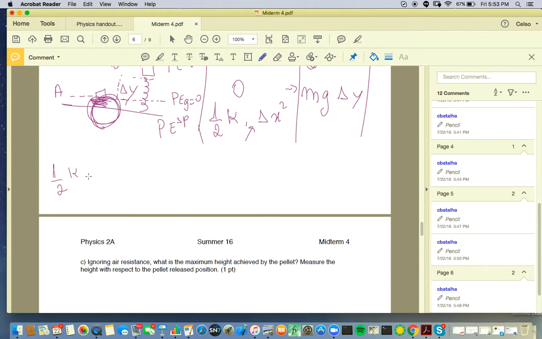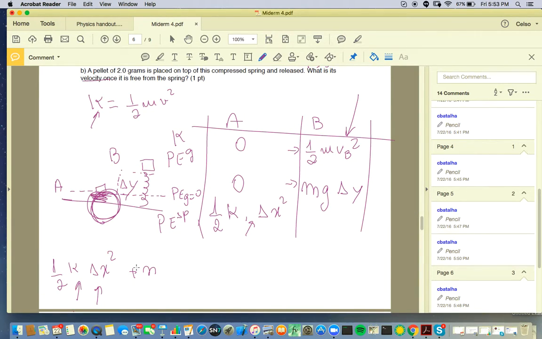So that half K del X squared, we have this and we have this, right? We have both. This is equal to m, which we have, g, which we have, del y, which we have, which is del x. So mg del x plus half mv squared, and then we can solve for v.